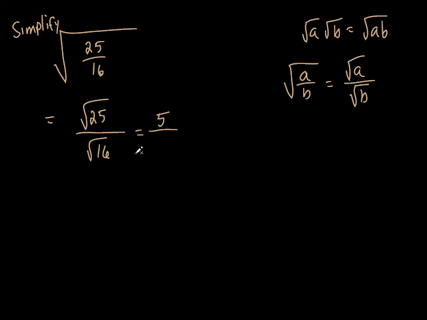Remember we said we don't want a square root on the bottom? Well, they rigged it so that the square root actually goes away. What's the square root of 16? It's just plain old 4. So what's the square root of this 25 over 16? It's just 5 over 4.